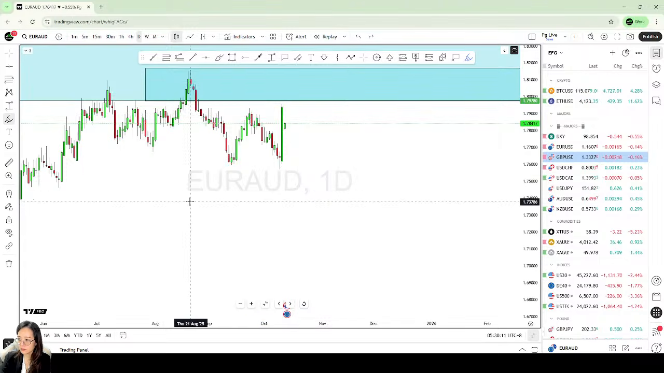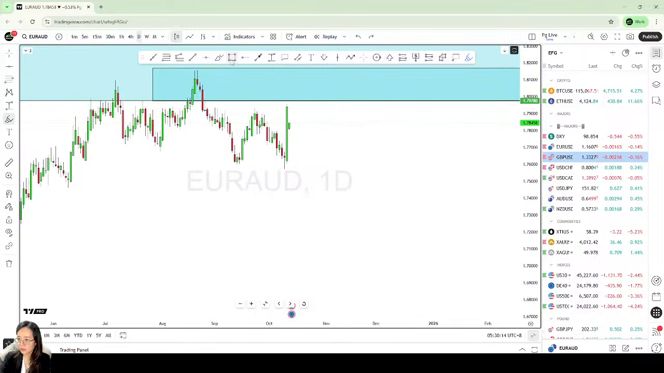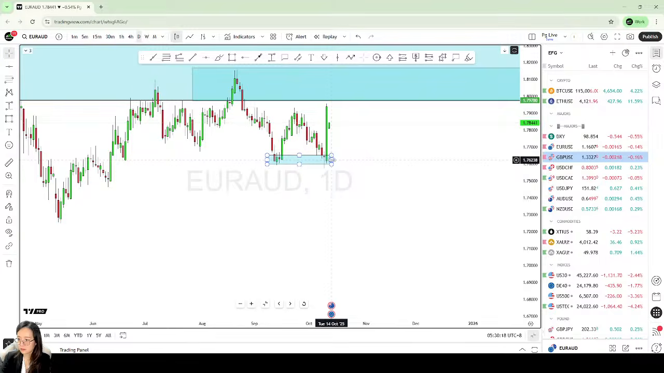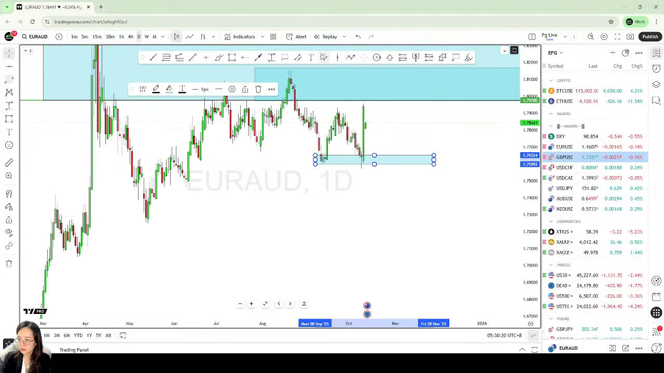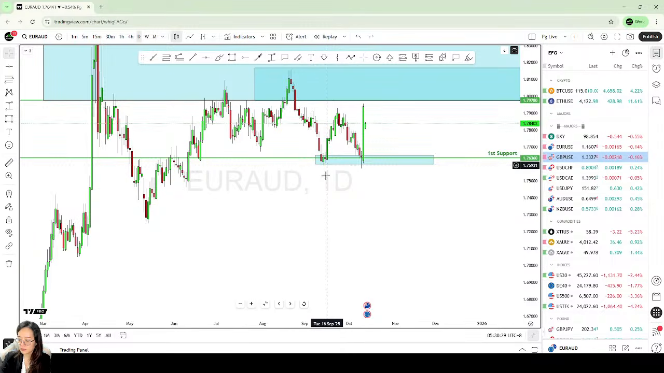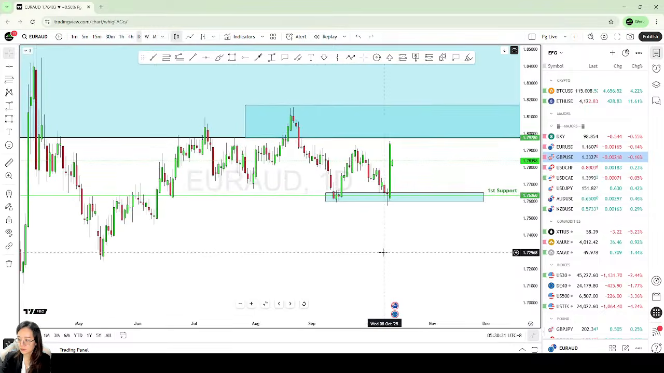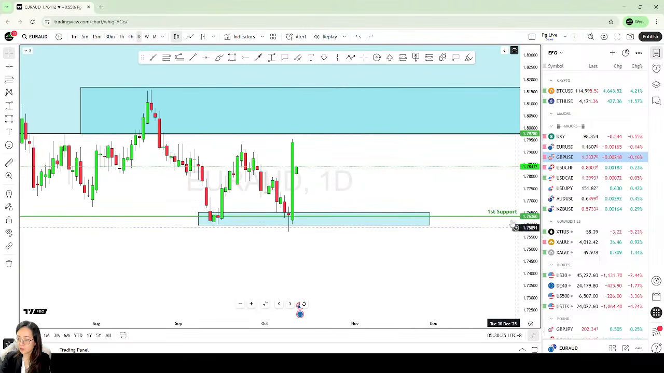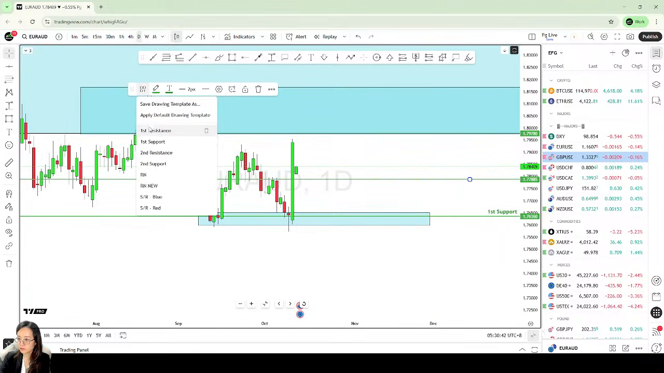Okay, for the D1, price came from the demand and is also in line with your support level. This is your support level. And you see the demand here. This is the first support for the D1. This will be your second support. The first support for H4 is going to be here.